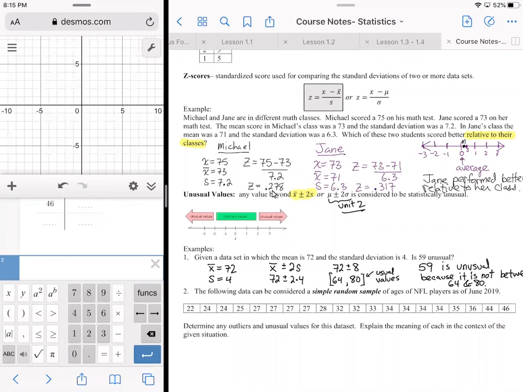So we need to determine the outliers and unusual values. Outliers has its own formula. Unusual values has its own formula. They all require us to make some computations. Now we're going to explain it in the context of the given situation. We're talking about the players' ages.